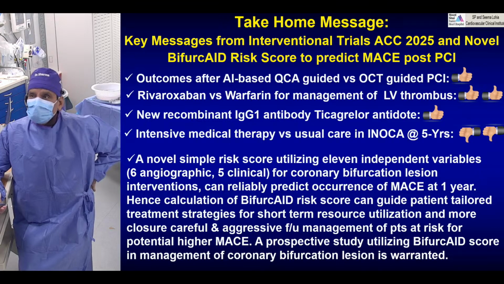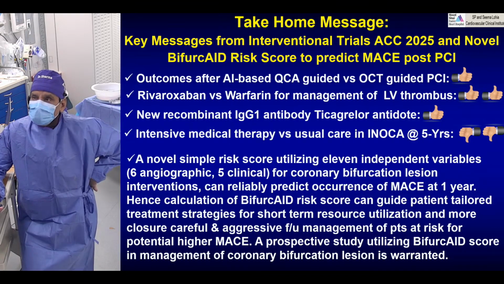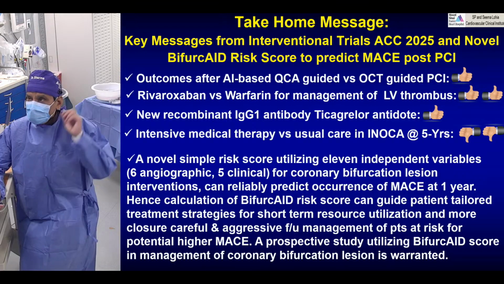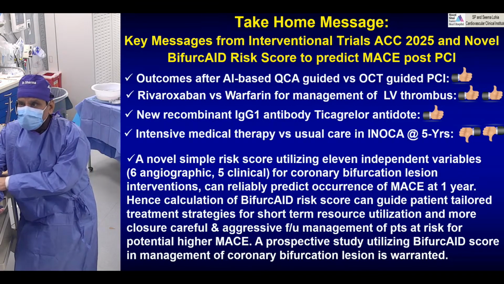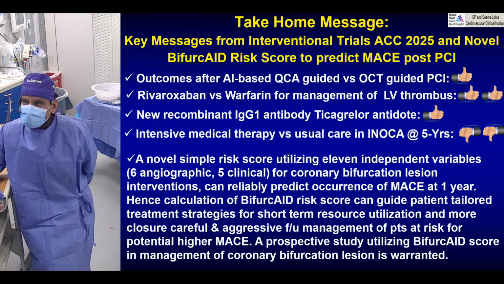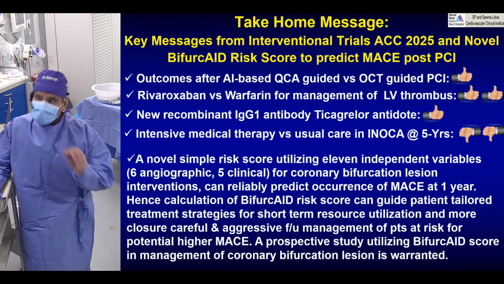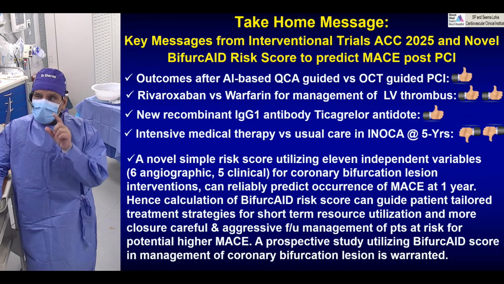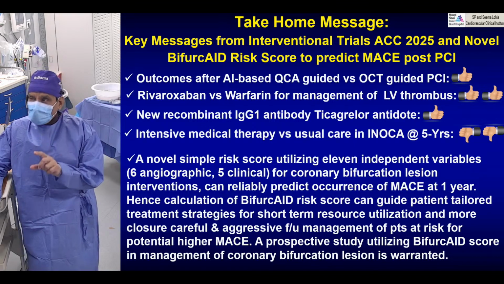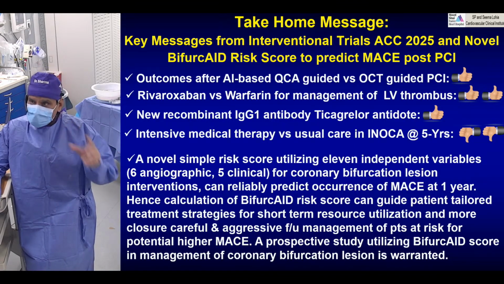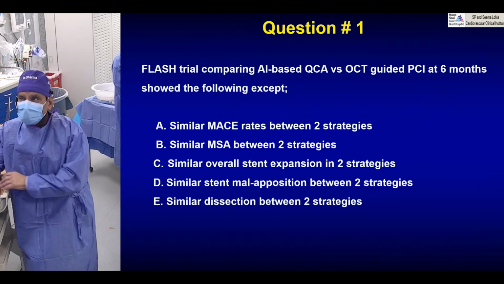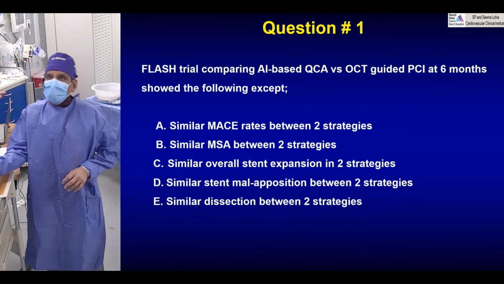A novel simple risk score with 6 angiographic and 5 clinical variables, very simple, predicting MACE, and therefore it can guide patient-tailored treatment strategies for short and long term with resource utilization. Now, what we need is a prospective study utilizing the bifurcation score in management of coronary bifurcation lesions. So we have data now, and putting it into the AI technique or without, doing a prospective study will be useful. Now, come back to the 3 questions.